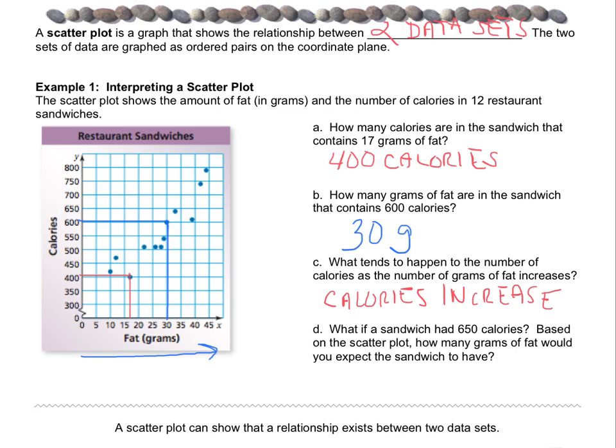So what if the sandwich had 650 calories? Based on the scatter plot, how many grams would you expect the sandwich to have? Well, if I look at the grams of fat and the 650, so 650 is this line, and if I come across, it seems like I get something pretty close to there. So this is where we're going to kind of interpret what we see and kind of estimate a little bit. I would say that 650 calories would be about 32 grams. Somewhere between 32, 33 grams.